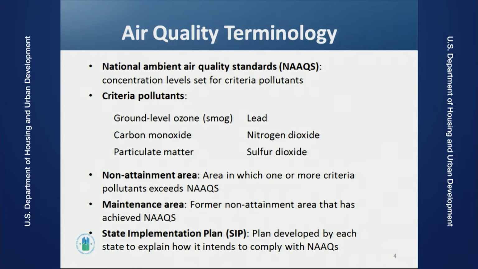So areas that exceed these National Ambient Air Quality Standards are called non-attainment areas, and former non-attainment areas that have since achieved National Ambient Air Quality Standards are referred to as maintenance areas. And we continue to look out for and protect maintenance areas to ensure that they maintain that attainment status. Finally, each state develops a state implementation plan, or a SIP, which outlines how it intends to meet the National Ambient Air Quality Standards. So this is the document that will actually tell you how to bring your project into compliance with the Clean Air Act.